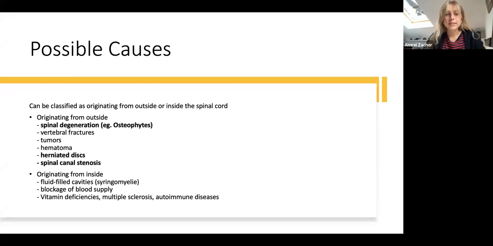So especially herniated discs, spinal canal stenosis, and spinal degenerations are the most common causes of spinal disorders whatsoever. Less common are the ones originating from the inside, which would be, for example, fluid-filled cavities such as syringomyelia, blockage of blood supply, and vitamin deficiencies such as deficiency of vitamin B12, but also multiple sclerosis or autoimmune diseases. There are many other possible causes for this as well. So this is not a complete list, but just to give you an idea, and I think the most common ones are definitely in here.